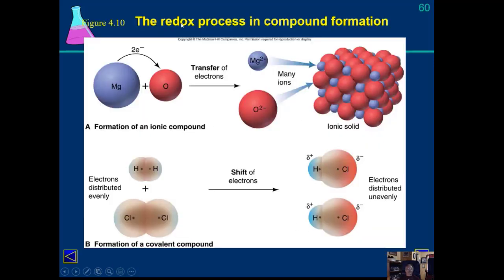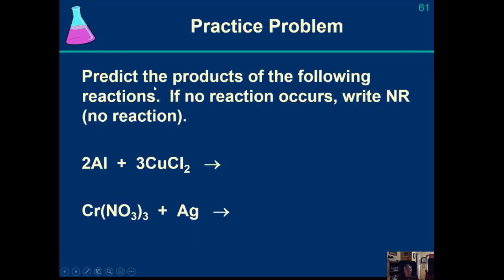The redox process in compound formation: when you make an ionic compound out of a metal and a non-metal, that is a redox process. That is a transfer of electrons. So let's do this practice problem. Predict the products of the following reactions. If no reaction occurs, write NR or no reaction.